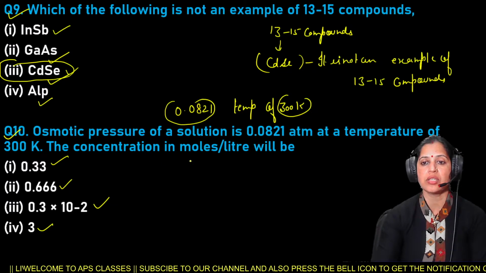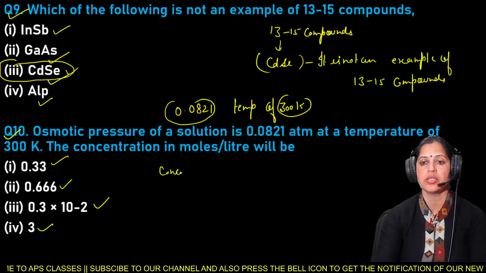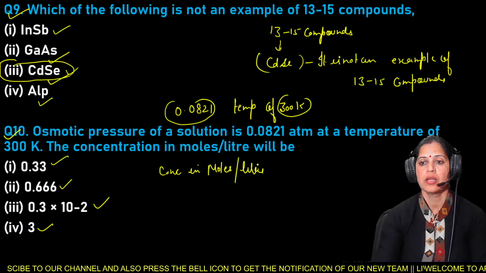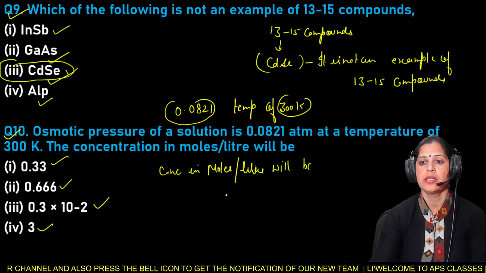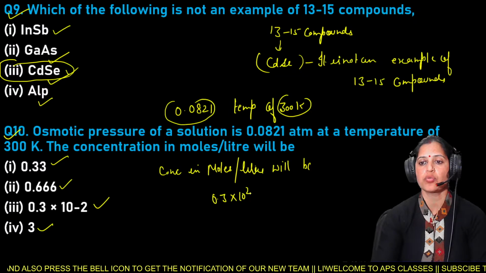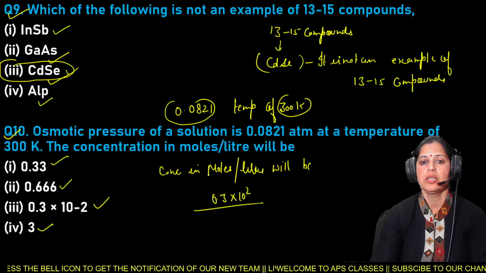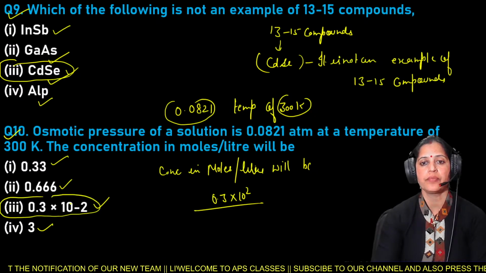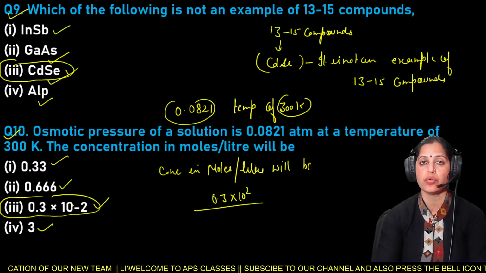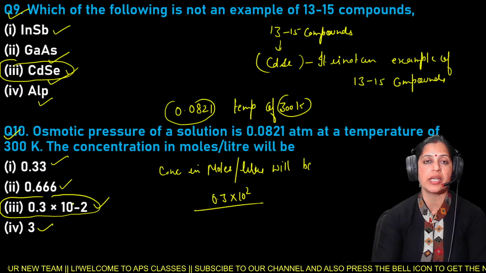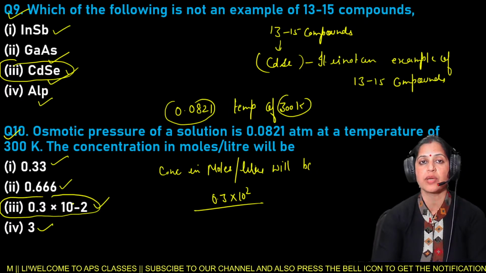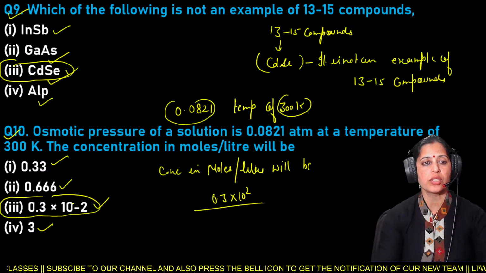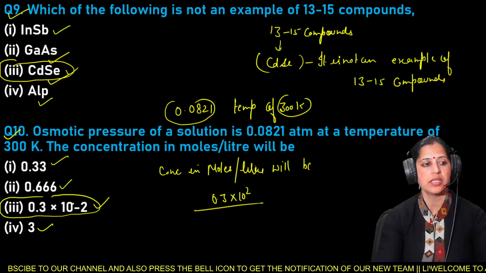So here, beta, the concentration in moles per liter will be 0.3 into 10 raised to power 2. So option 3 is the right answer for question number 10. That is, if the osmotic pressure of a solution is 0.0821 atmosphere at 300 Kelvin, the concentration in moles per liter will be 0.3 into 10 raised to power 2.